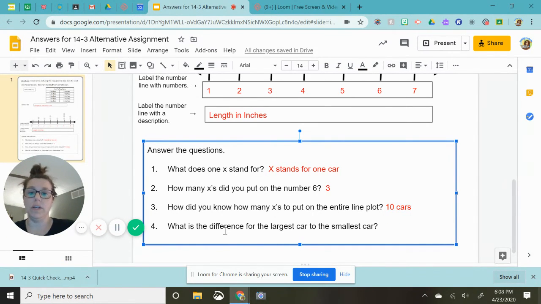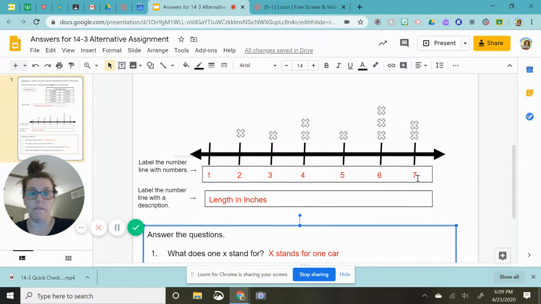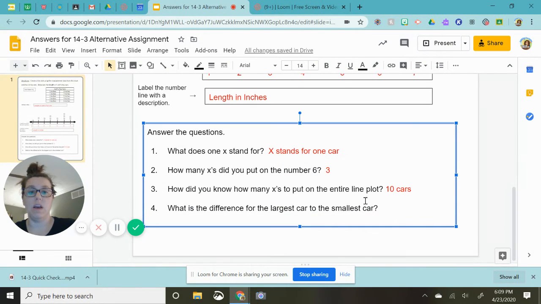Okay. What is the difference? Difference means subtract. For the largest car to the smallest, what's the difference? You know, I worded that question poorly, but it just means what's the difference between the longest car and the smallest car? Well, the longest car is 7 and the shortest car is 2. So if I subtract 2 from 7, and I'm going to go ahead and write out the problem just so you can see it, 7 minus 2 equals 5 inches. So the difference is 5 inches.